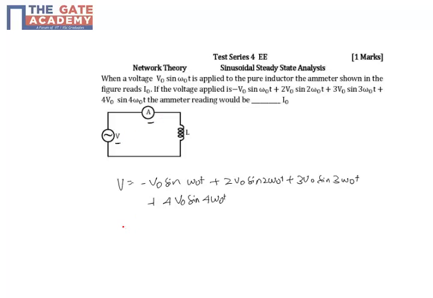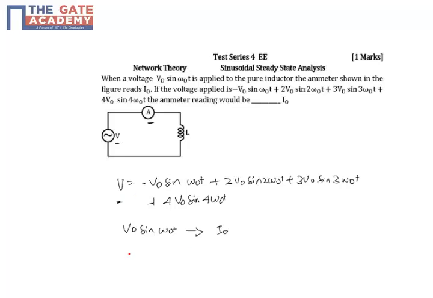In the question it is given that when a voltage of V naught sin omega naught t is applied, a current of I naught is recorded in the ammeter. Now we have to determine the current, that will be the ammeter reading, in terms of I naught when this particular voltage is applied.